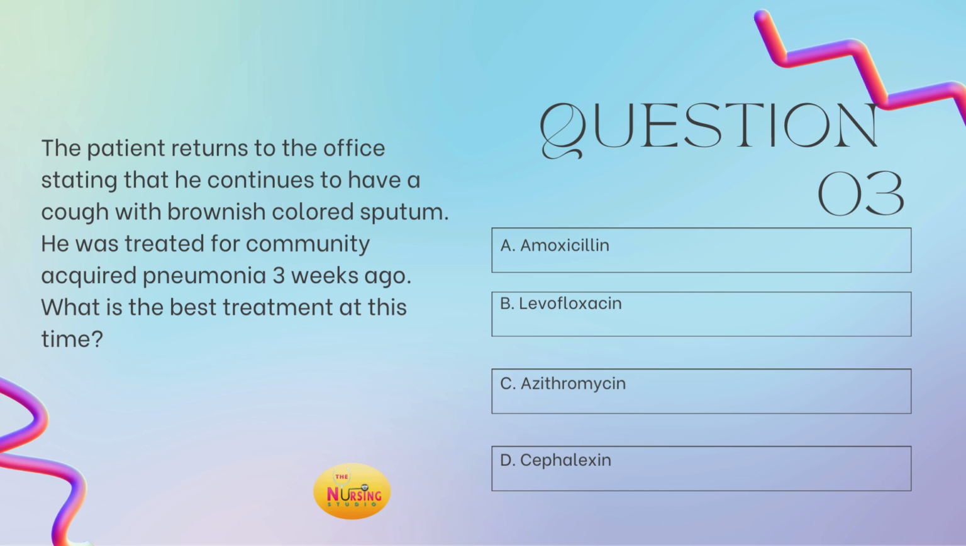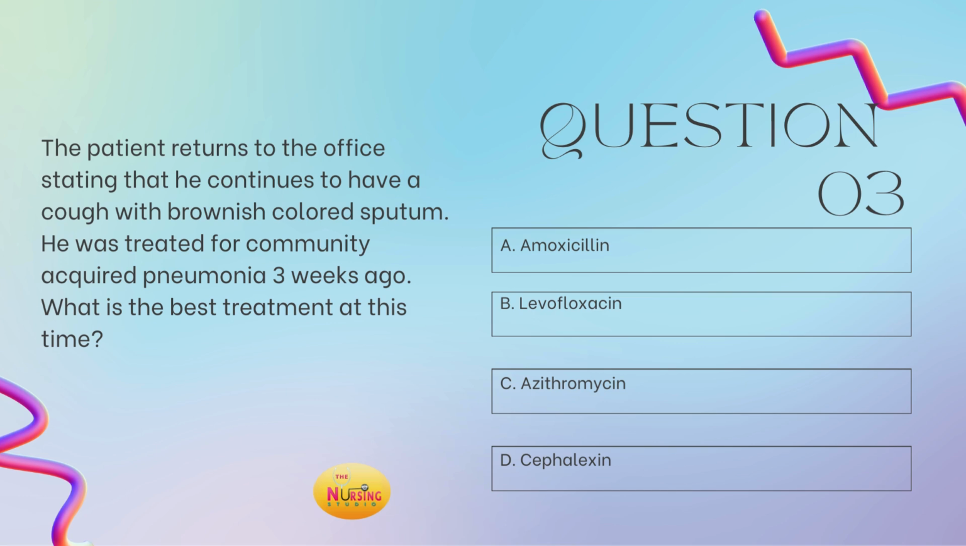All right, and the stem of the question here, you guys. He was treated for community acquired pneumonia 3 weeks ago. What is the best treatment at this time? The stem truthfully was, what is the best treatment at this time? So typically, if it's saying what is the best treatment at this time, we know something must have been preceding this, right? So this patient was treated for community acquired pneumonia 3 weeks ago, right?